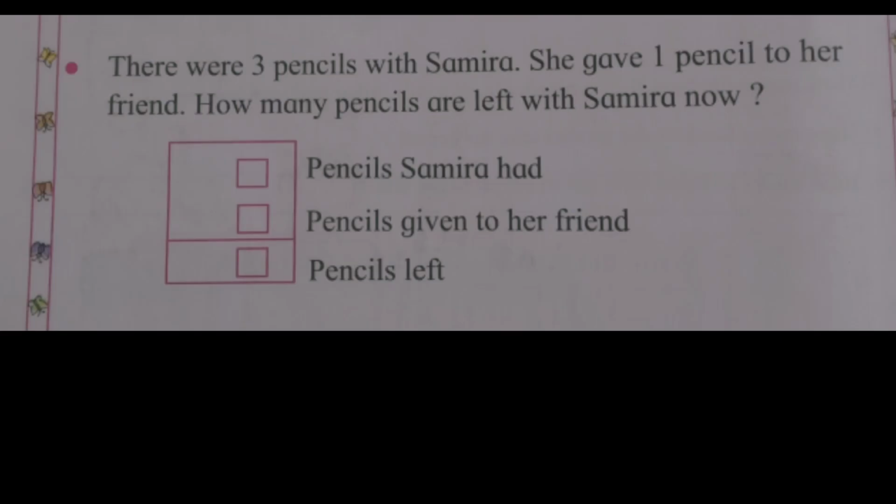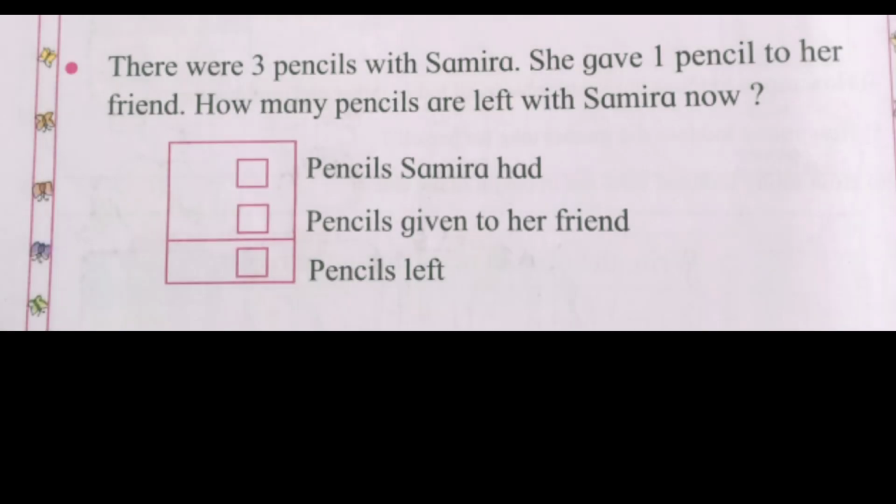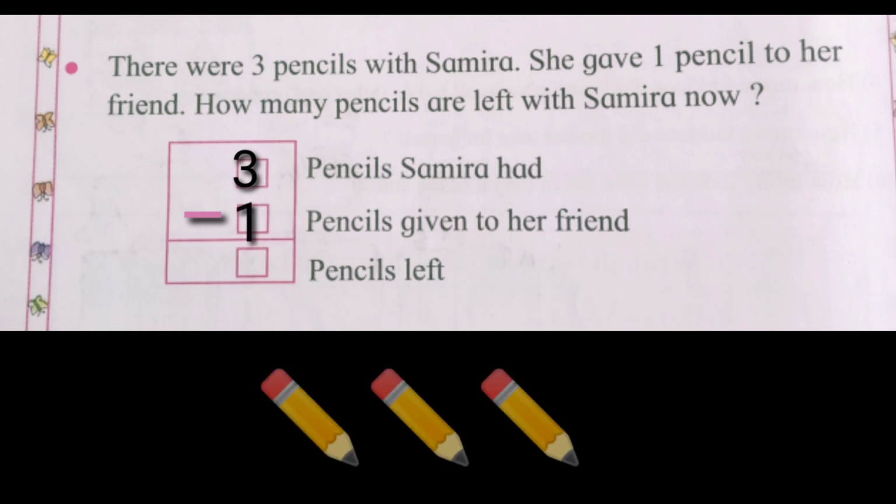Now the next question. There were 3 pencils with Samira. She gave 1 pencil to her friend. How many pencils are left with Samira now? So, how many pencils Samira had? Correct, 3 pencils. So, we write here 3. And how many pencils given to her friend? Correct, only 1. So, we write here 1.